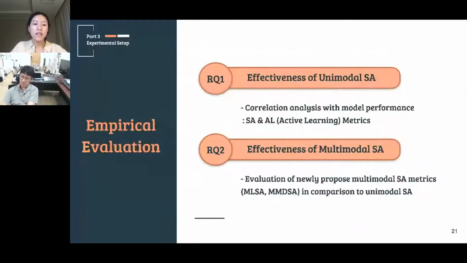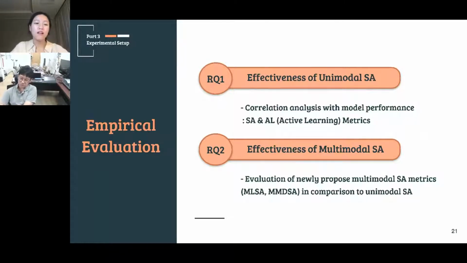We conducted an empirical evaluation with 2 research questions to show the effectiveness of unimodal SA and multimodal SA. Both research questions performed a correlation analysis between SA and active learning metrics and the model performance. So I'll talk about the active learning metrics later on.